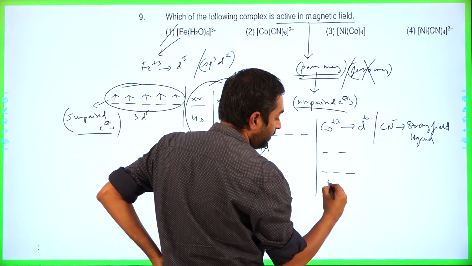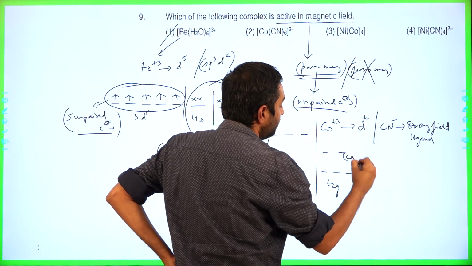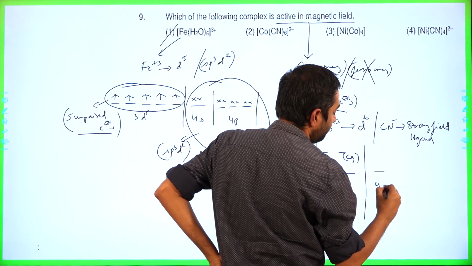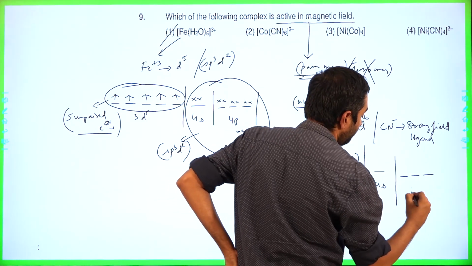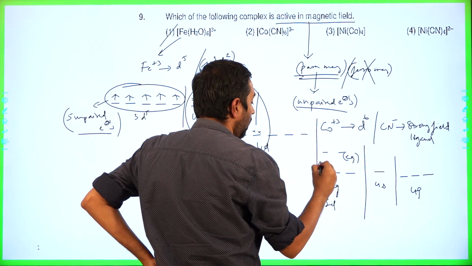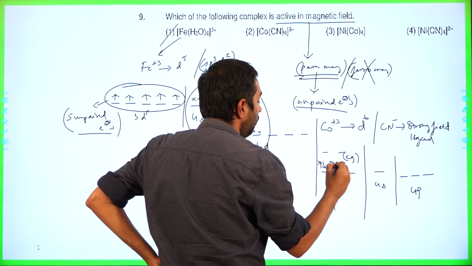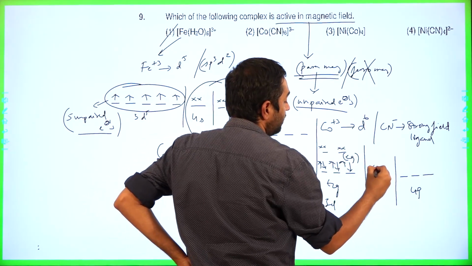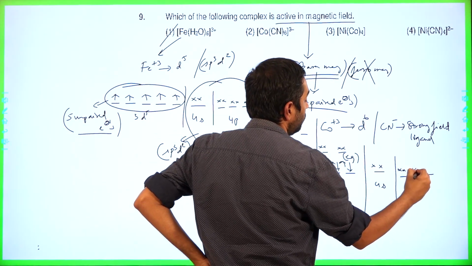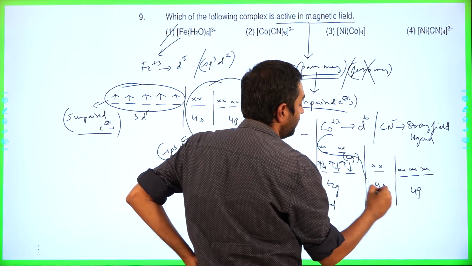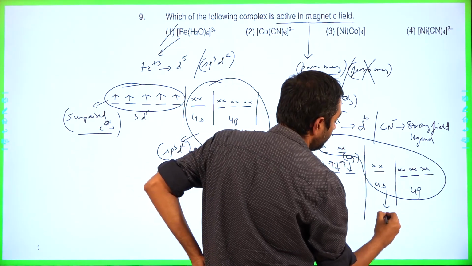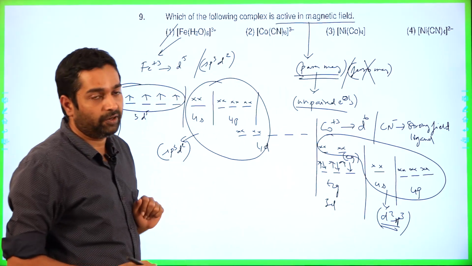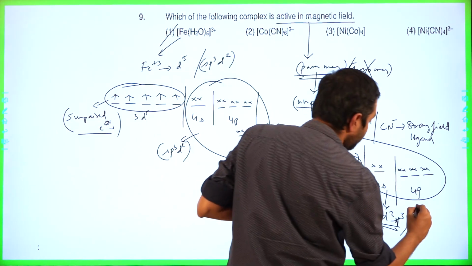So this is going to be my t2g level, this is my eg level of my 3d. Then I'll have 4s, then I'll have 4p. So we'll end up having 1, 2, 3, 4, 5 and 6. We'll have 2 electrons from each cyanide. So this will effectively work out as a d2sp3 hybrid. And as you can see, no unpaired electrons. So this is going to be diamagnetic.